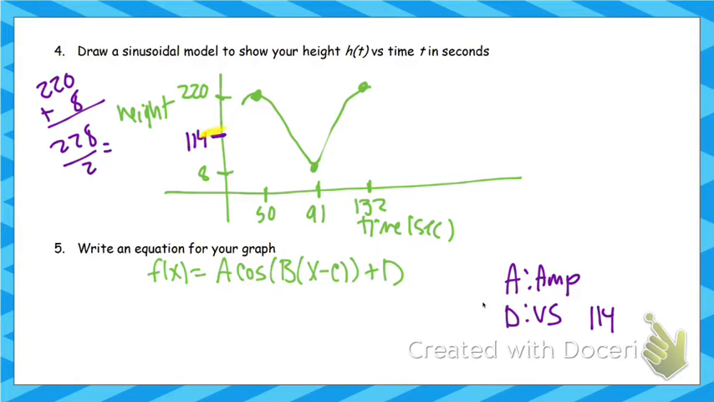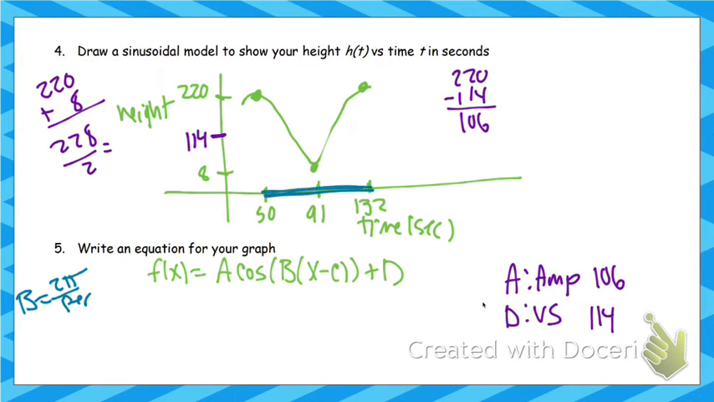Amplitude, that's the height from the middle to the top, or middle to the bottom, it'll be the same height overall. So the distance between there, 220 minus 114, is a distance of 106. So that's my amplitude. All right, B, remember, is 2 pi divided by the period. The period is how long it takes to repeat itself. Well, we already figured that distance out. It's a full circle. It took 82 seconds. On my graph, from the high point to the high point is 82. So B is 2 pi over 82, or pi over 41.